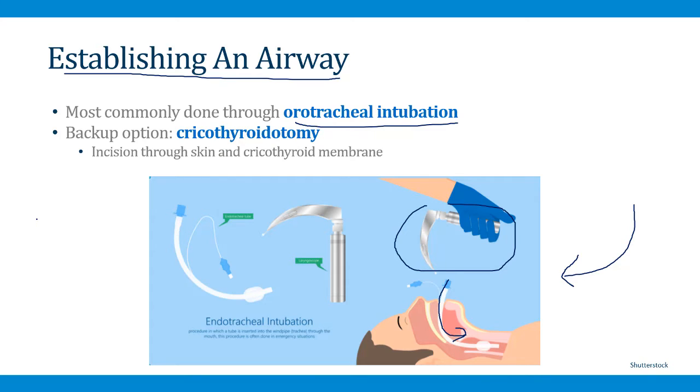In some patients, you may be unable to get the tube into the trachea. This could be because of airway collapse or hematoma, and when that happens, you need to do what's called a cricothyroidotomy. This is the backup option to orotracheal intubation. This involves making an incision through the skin and the cricothyroid membrane, and then a tube can be inserted into the trachea, and that can be used to ventilate the patient.